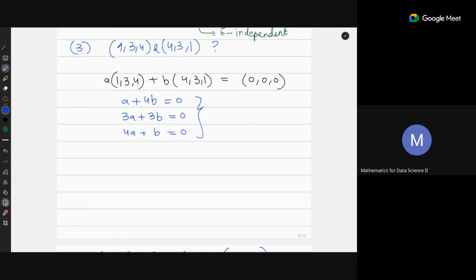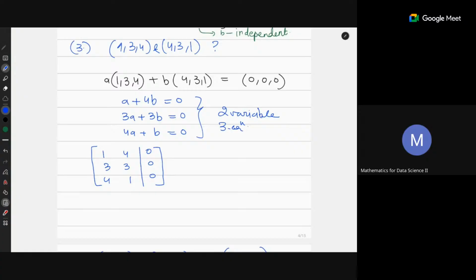Okay. So what kind of system is this? It has two variables, three equations. So what is the corresponding coefficient matrix? If you look at the coefficient matrix, it will be of order, anyone, 3 cross 2 or 2 cross 3? 3 cross 2. Right. So 1, 4, 3, 3, 4, 1.